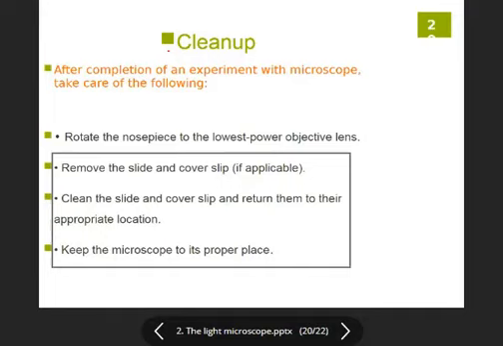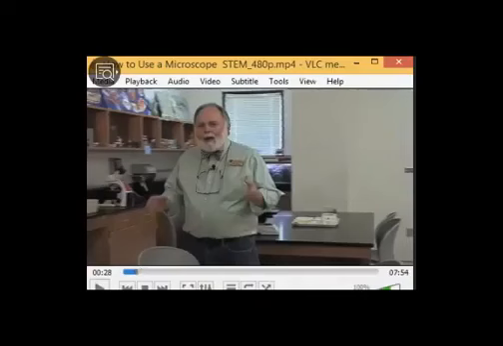As I told you, if you use 100x, you are using a drop of oil. So when you finish using the drop of oil, you need to clean it with the lens paper. So now in this experiment, first of all, in this video, you will see the different parts of the microscope that we discussed last time. And the other thing you will see here is the wet mount, how to make the wet mount.